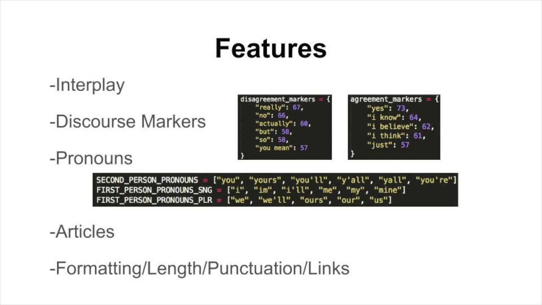Interplay is how many certain types of words are in common between the OP text and the replies. The discourse markers, which is the overlap of these sets shown here with the text. Pronouns, overlap of those sets with the text. Articles, the use of articles in the text. And the format, length, and punctuation of the texts, and how often they use links.